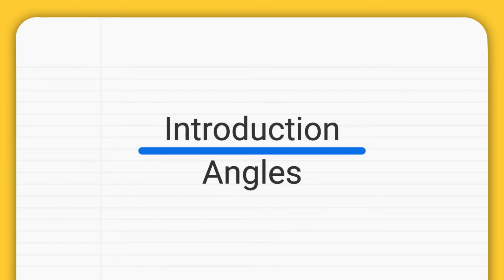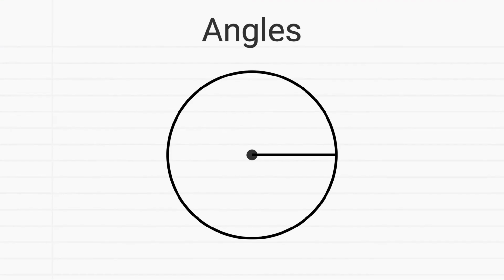Today we'll be going over an introduction to angles. Now, to understand angles, we need to think about a circle with lines coming out the center. Now, if we had two lines, when we look at the space between those lines, that represents an angle. Now, an angle could be small, like this one, or it could be bigger, like this angle.